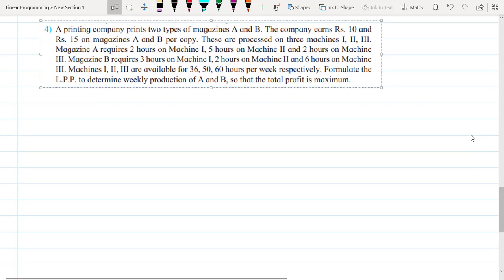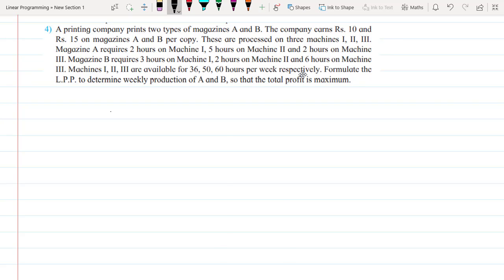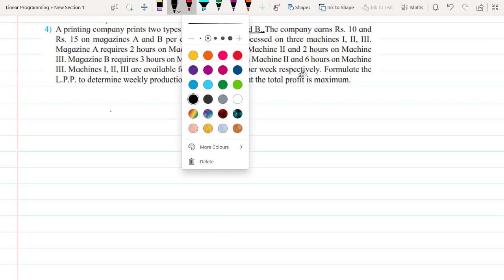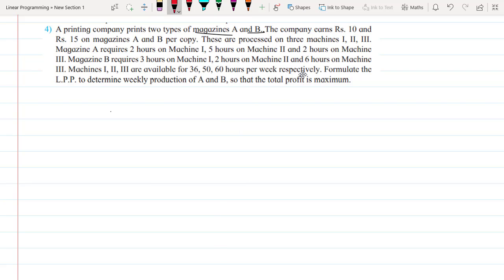Okay. Now let's highlight the important points. A printing company prints 2 types of magazine, A and magazine B. The company earns ₹10 and ₹15 on a magazine A and B.